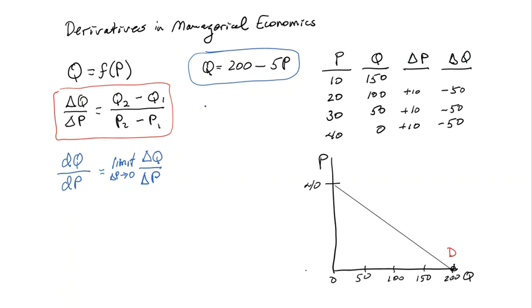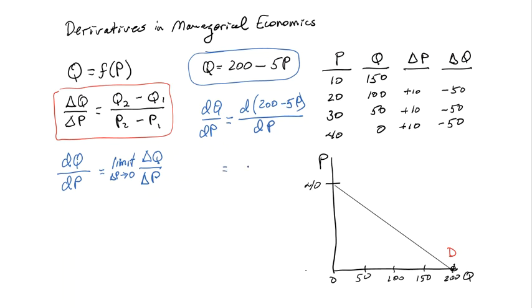Well, dQ over dP equals the change in 200 minus 5P as price changes. So that's just rewriting Q and putting that form in. But how would we solve this?